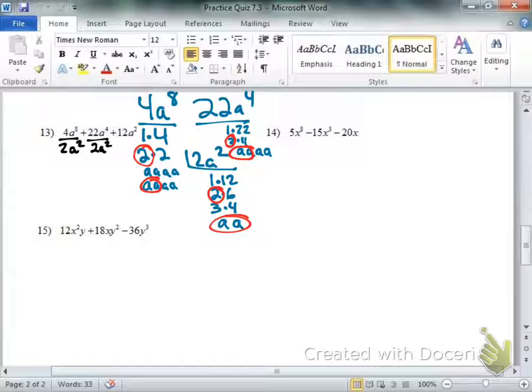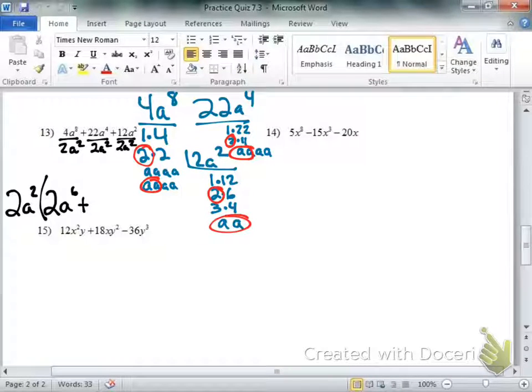So I'm going to divide everything by 2a squared. I'm going to write 2a squared in the front of my answer. What's 4 divided by 2? 2. You had a to the 8th, but you're taking 2 of those away? A to the 6th, very good.